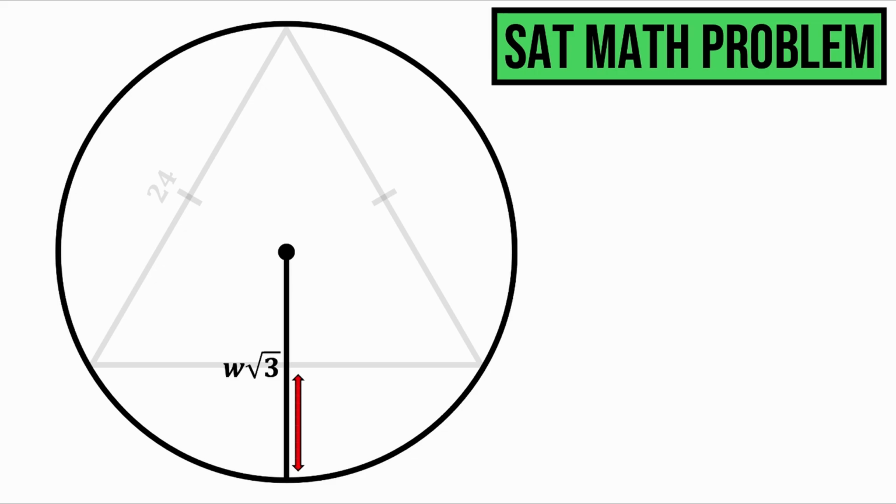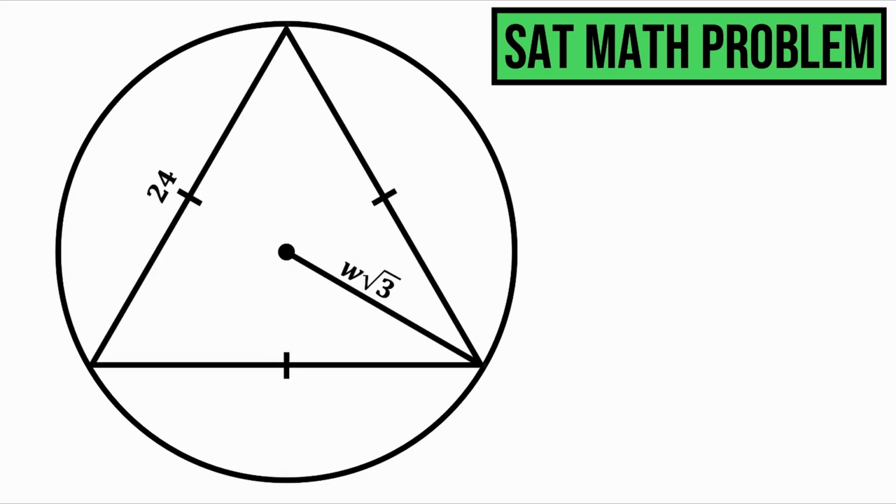I don't know what this magnitude is, so I'm actually going to draw the radius from the center of the circle to the vertex of this triangle. Now this particular question is asking me to solve for w, and what you see on screen is enough information to solve. If you think you can do it on your own, pause the video here and try to solve, and we'll take it up in just a second.